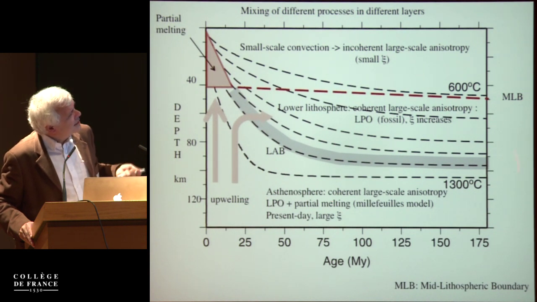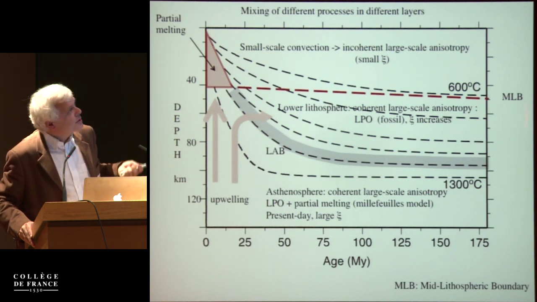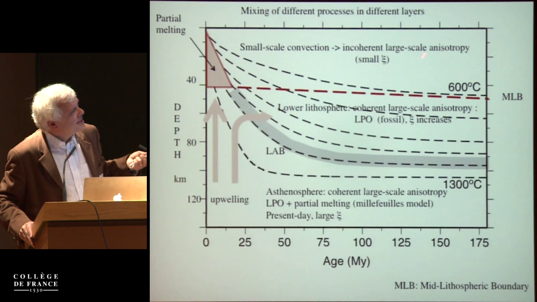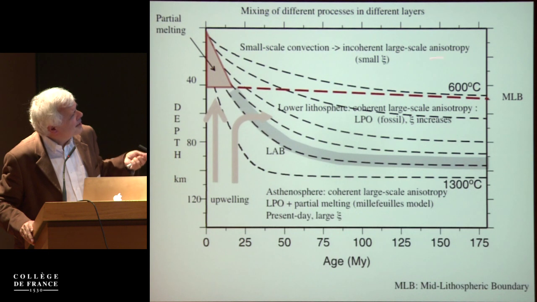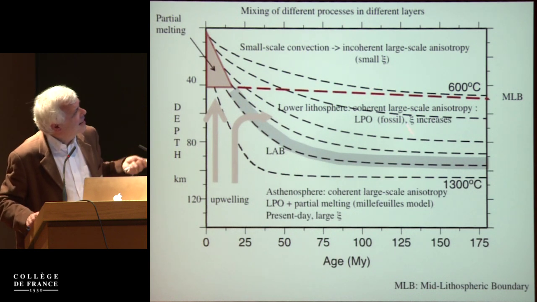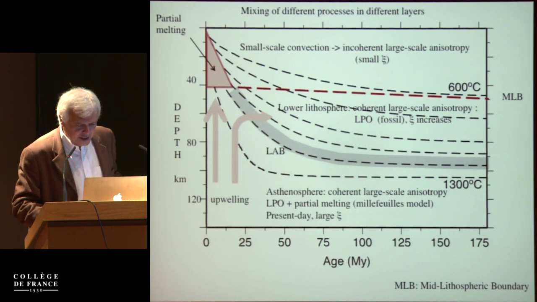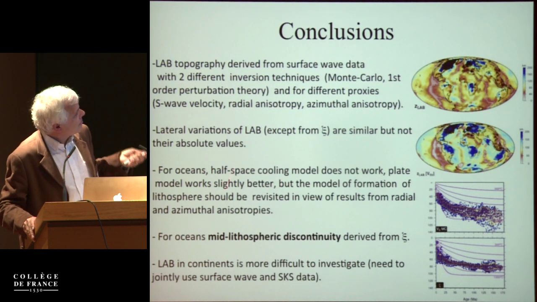What I wanted to show you in this simple cartoon is that we have different layers, a stratification of anisotropy, with different processes. And what we try to do is to understand these different processes by using, at the same time, SV velocity, which gives access to the thermal LAB, and radial anisotropy, which gives access to this mid-lithospheric boundary, which is not well defined, but which seems very constant with age.